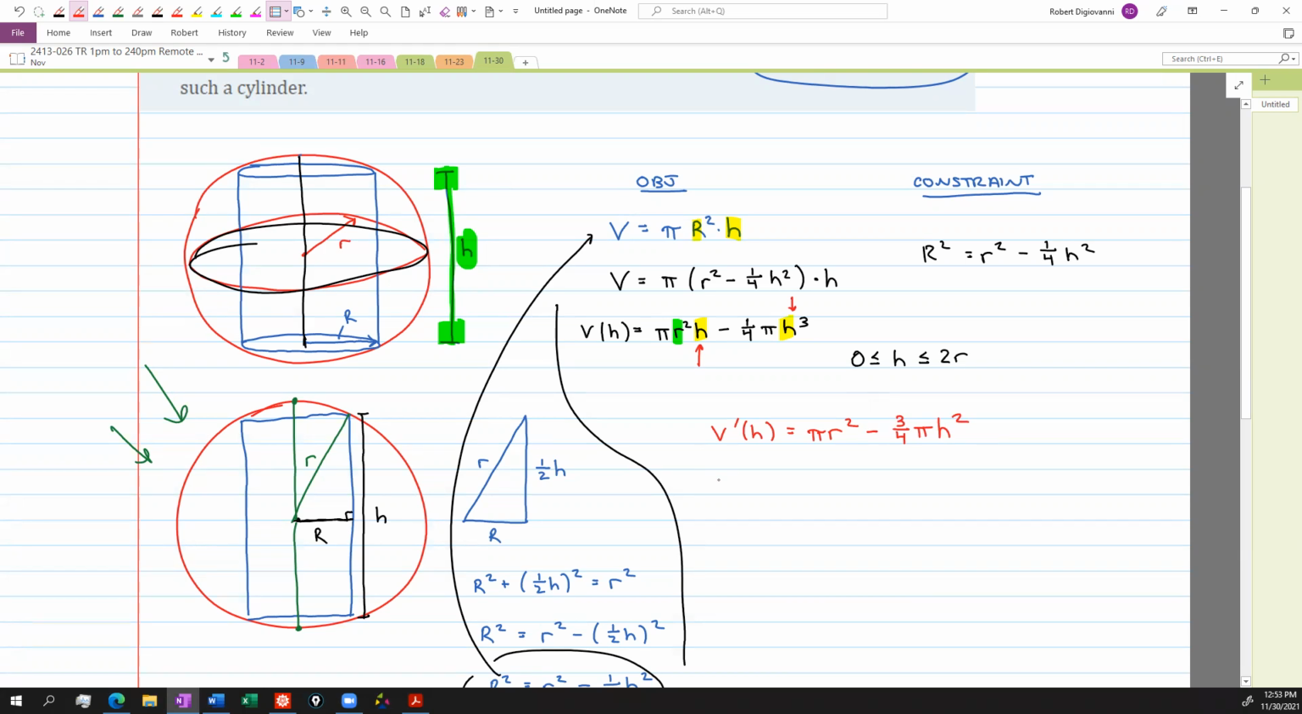And so I want to know, when is this derivative equal to 0? And then I want to know, when does the derivative not exist? Well, the derivative not existing is not going to happen, because this is just a polynomial. It has h squared in it. There's no division by 0 or division by anything or square root. So I'm not even going to look at that. If I set this equal to 0, I can just start moving things around.